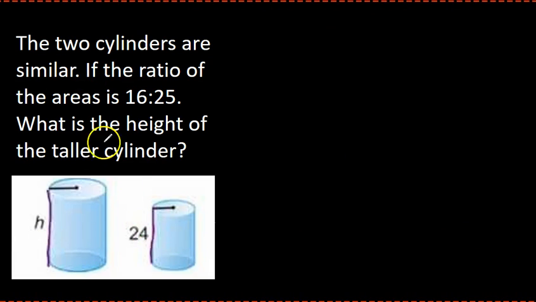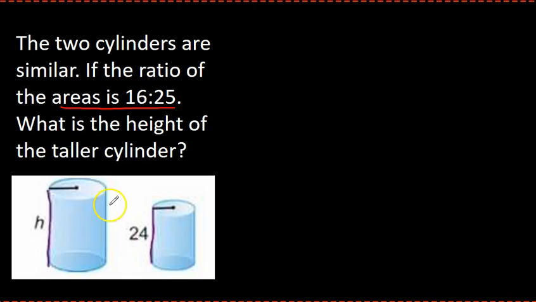And in this one, they ask us to find the height. These two cylinders are similar. They give us the ratio of the areas, so we know these are areas, and then we're going to find the side length. The same thing, we set up the proportion. If you like, you can do big over small. Here, they gave us the ratio 16 to 25. 16 is smaller than 25, so we want to keep that order. This is small over big.